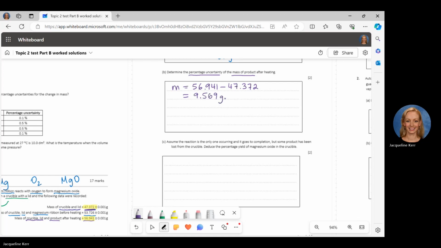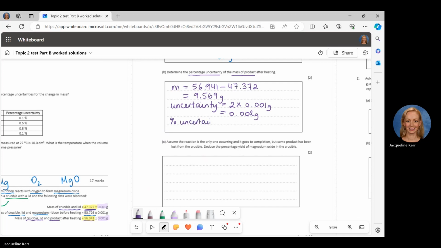And then my uncertainty: every time I took a measurement on the electronic balance, on the scales, there was an uncertainty of 0.001 grams. That's a plus or minus value. So that's there, highlighted in purple. Now that uncertainty appeared twice because I had to weigh the crucible before and after. So I actually need to double that uncertainty. That gives me a plus or minus value of 0.002 grams. Now that's an absolute uncertainty.